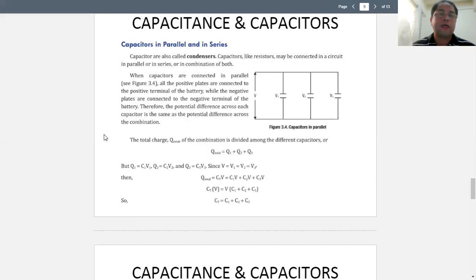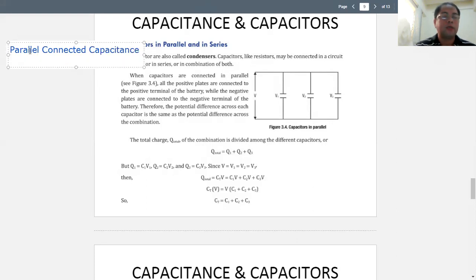So from here, if we will have a bit of a review on parallel connected capacitances, this is what we will probably learn. But first of all, these are some principles that govern parallel connected capacitances. Let me summarize it. So, parallel connected capacitance. The first principle that we know is, number one, all the voltages.